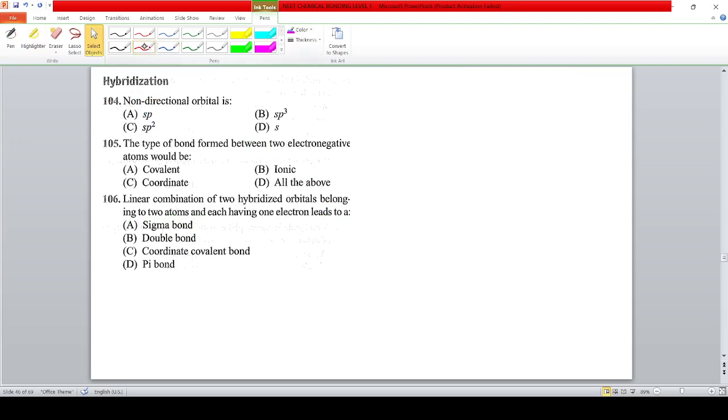Question number 4. The non-directional orbital is, as you know, the s orbital. The s orbital is spherically symmetrical about all the axes, so it does not have any specific direction. It is non-directional. Then the type of bond between 2 electronegative atoms. Example, chlorine is an electronegative atom, and chlorine is another electronegative atom. Both are electronegative, so they will share the electron. So the type of bond formed between them will definitely be a covalent bond.